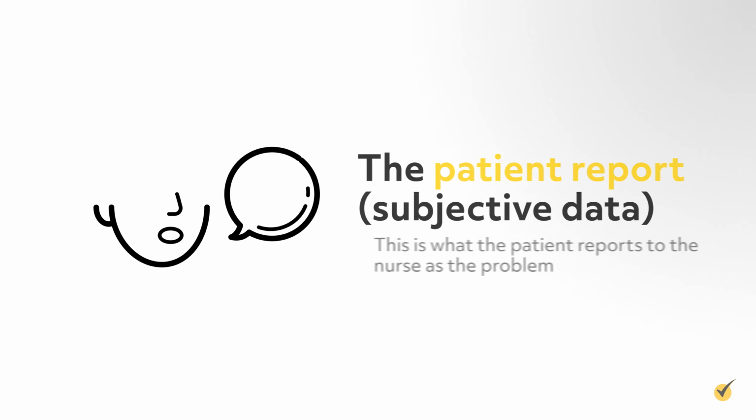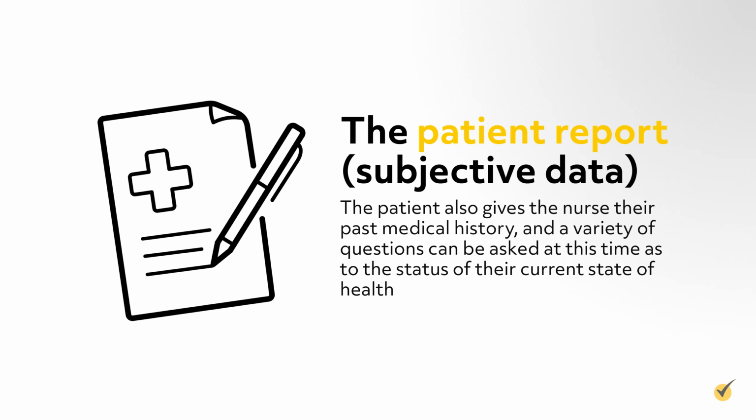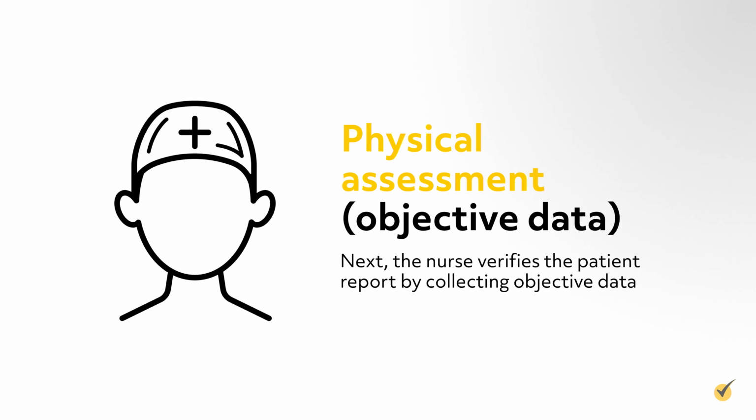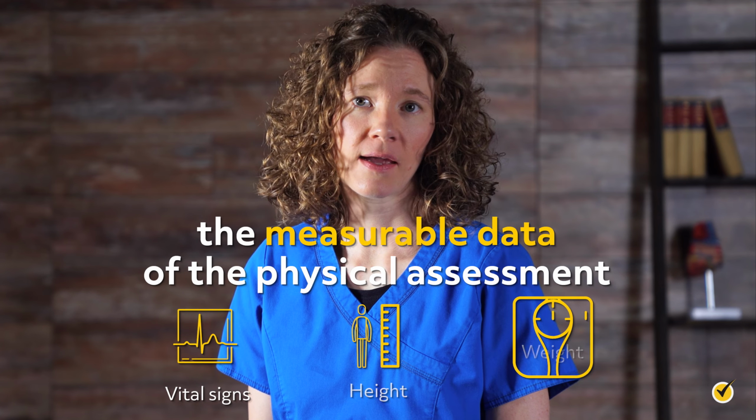This is what the patient reports to the nurse as the problem. The patient also gives the nurse their past medical history, and a variety of questions can be asked at this time as to the status of their current state of health. Next, the nurse verifies the patient report by collecting objective data, the measurable data of the physical assessment, such as vital signs, height, and weight.